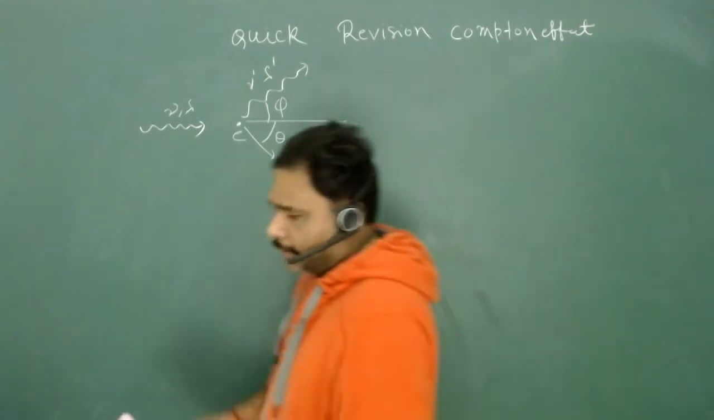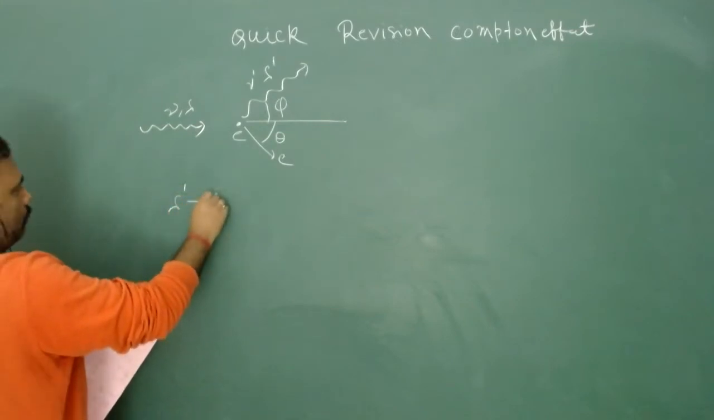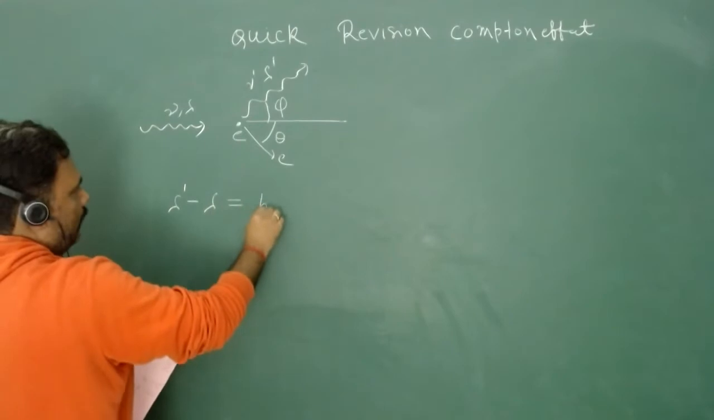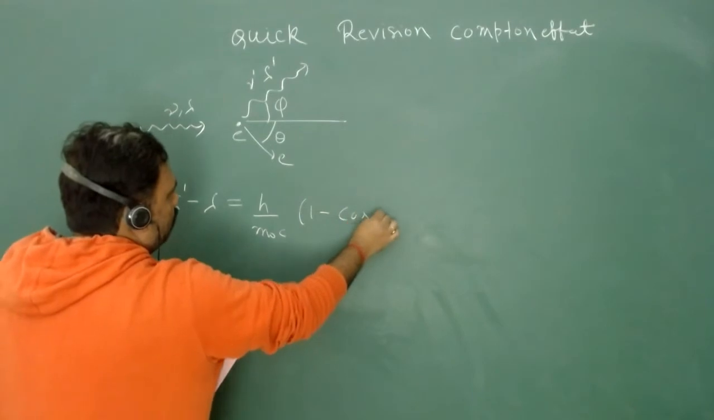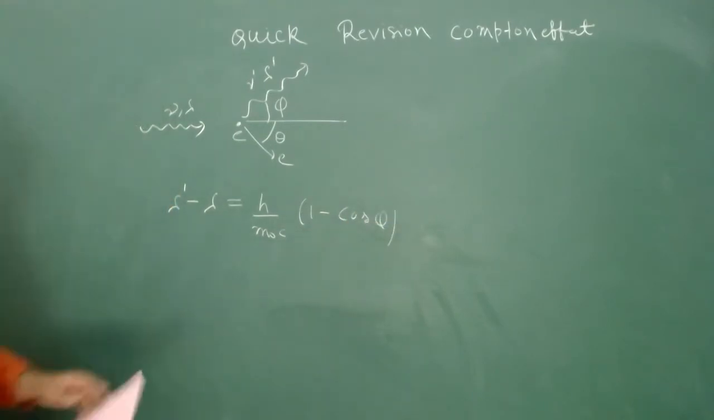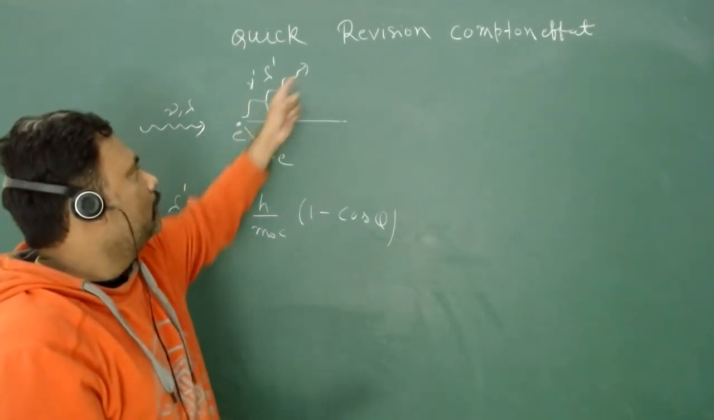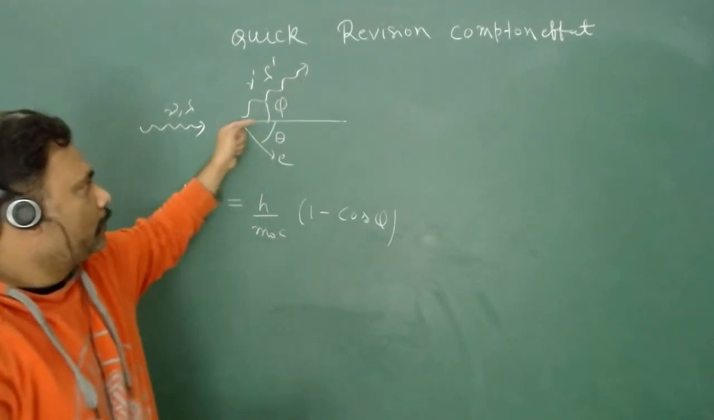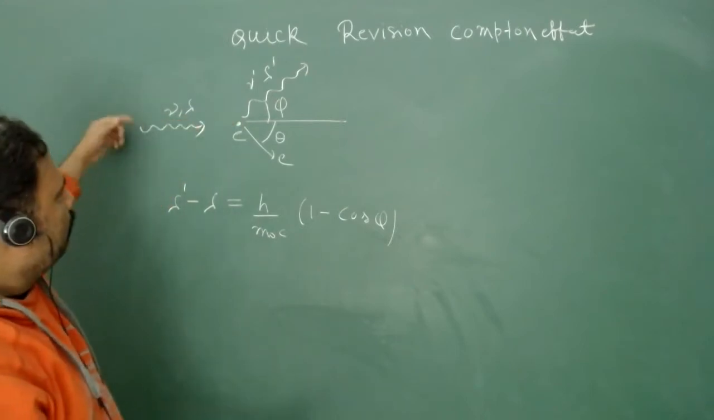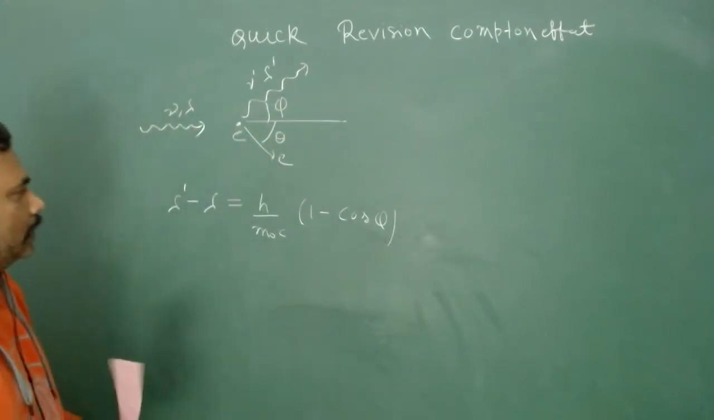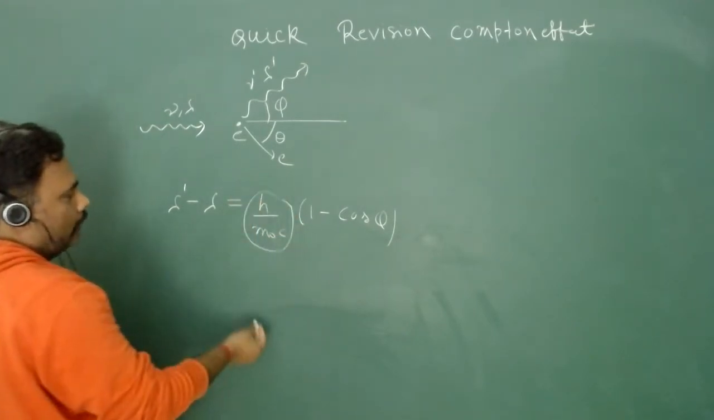So where do you have to focus? You have to focus first on this formula: lambda dash minus lambda is equal to h upon m naught c into (1 minus cos phi). So this is one of the very important formulas. Phi is the angle at which this scattered wave is going with respect to this particular axis, and this axis can be measured in the direction the incoming wave is coming from.